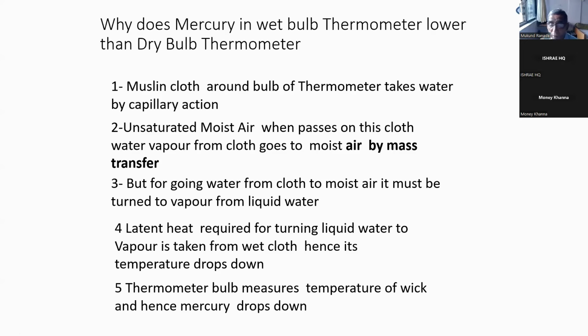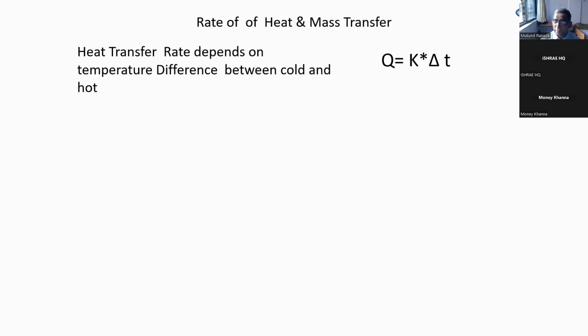of the earthen pot, and hence the temperature drops down, and the thermometer bulb measures the temperature of the wick, because the bulb is fully and very closely surrounded by the wick. The wick temperature goes down because of the mass transfer, and that is how we measure the wet bulb temperature. Now we are going back to the student's missed point.